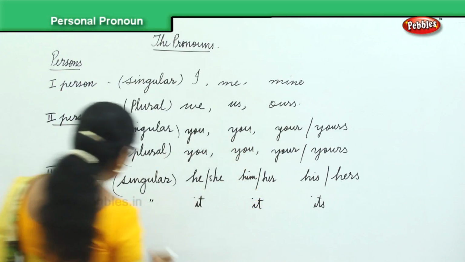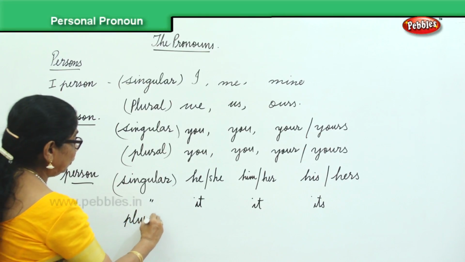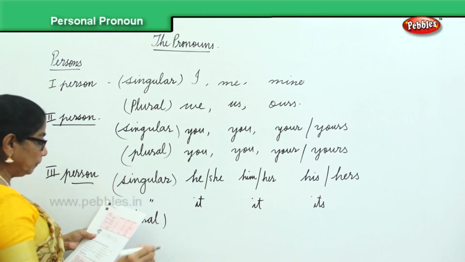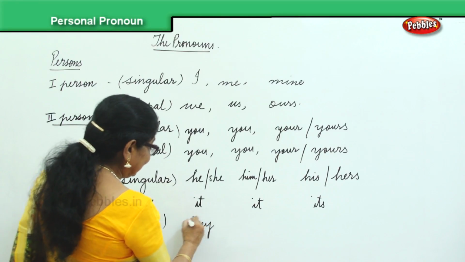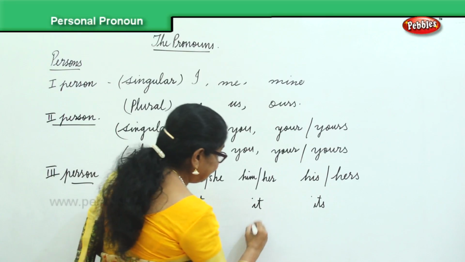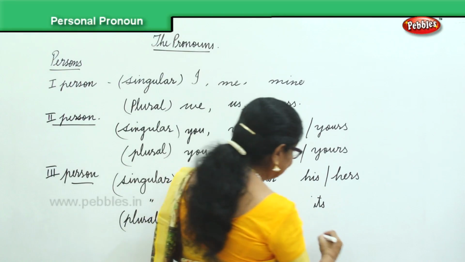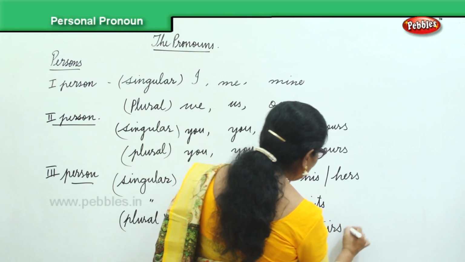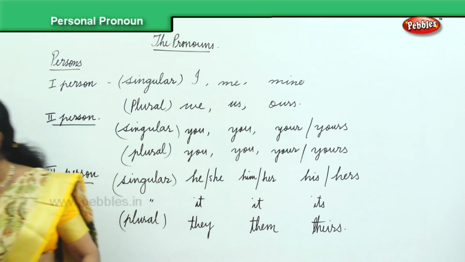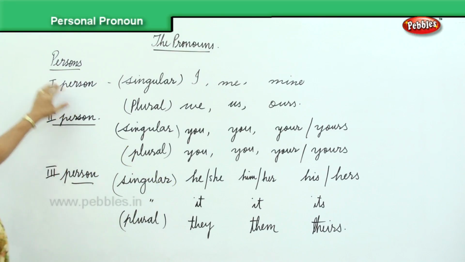When you say plural, in the plural form, you will say they, because there's more than one. They, them, theirs. These are all words, but when we do this in a sentence, you will understand better.